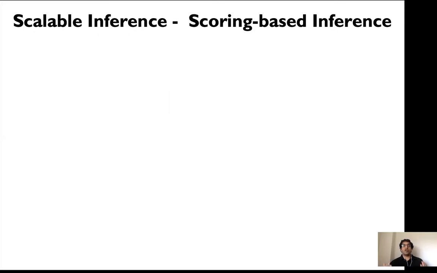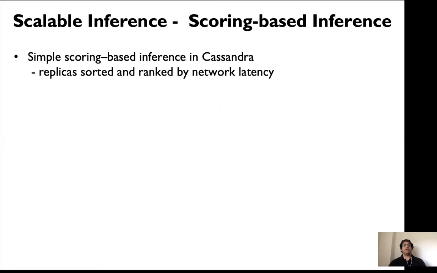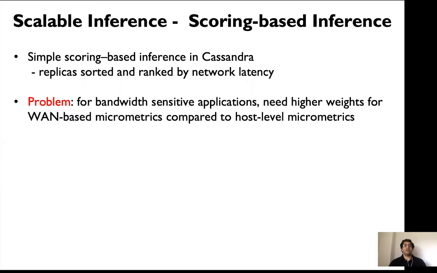Once these anomalies are collected, we also need to infer and make a decision. Current mechanisms like Cassandra make simple decisions. For example, they sort all the network latencies for the replicas, and then they choose a replica based on the network latency. However, one problem is that for bandwidth-sensitive applications, we need higher weights for WAN-based micrometrics compared to host-level micrometrics. Similarly, we could imagine several different cases.